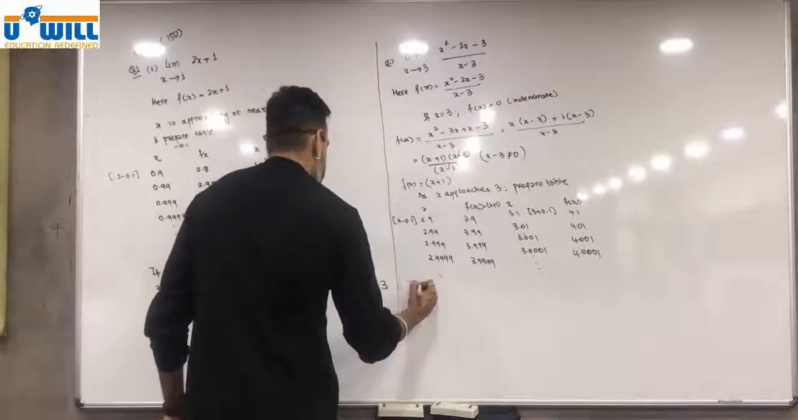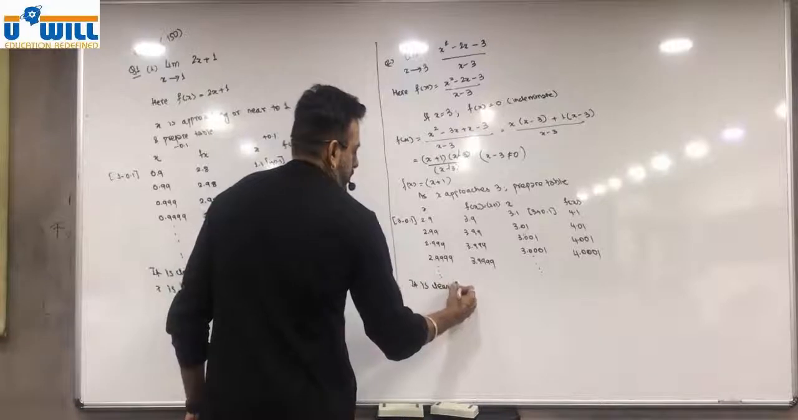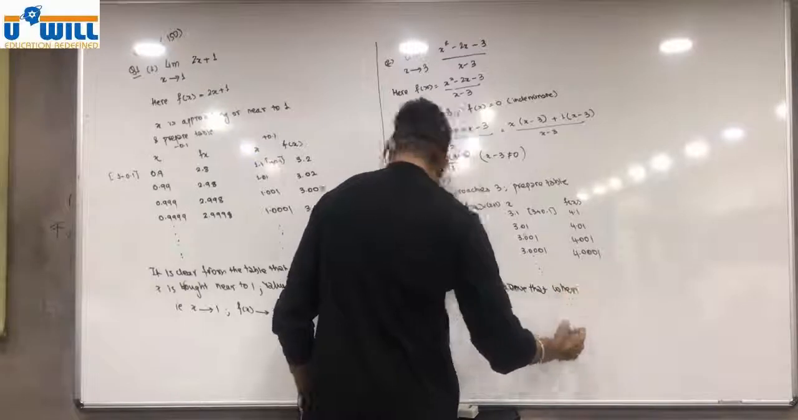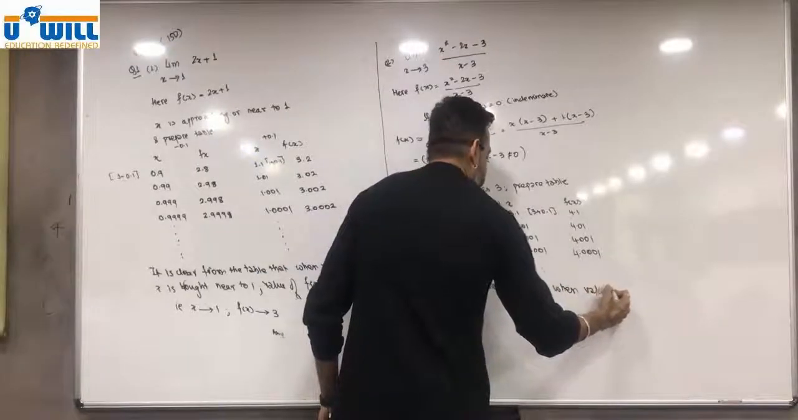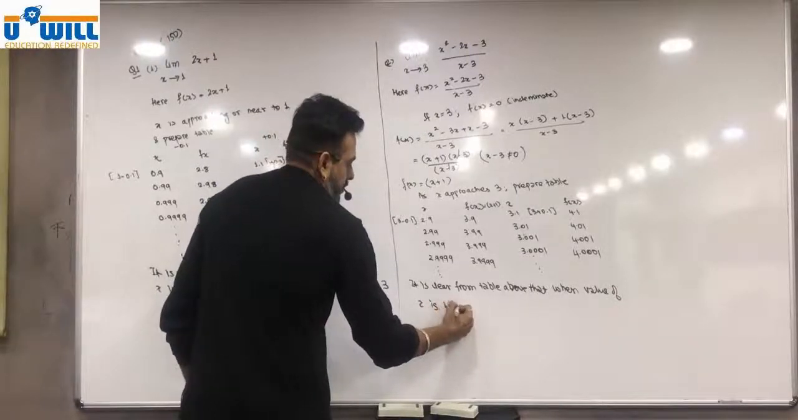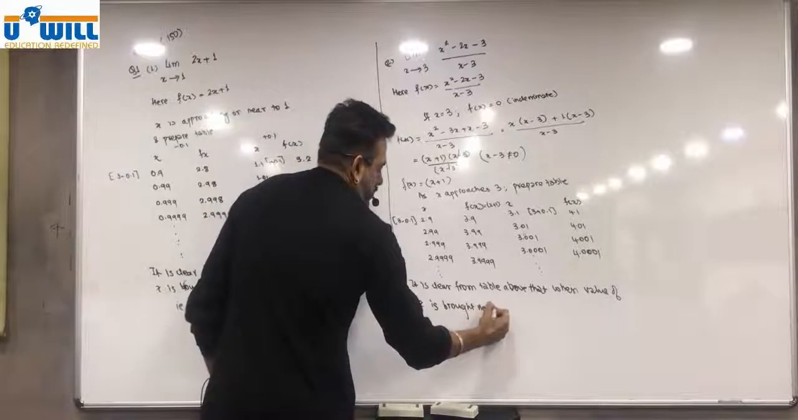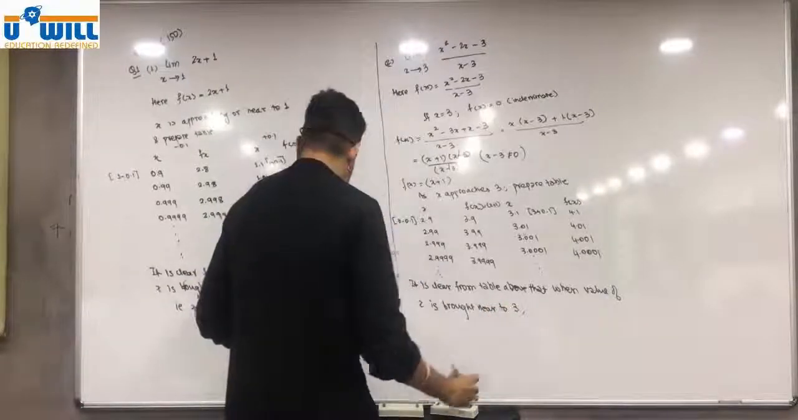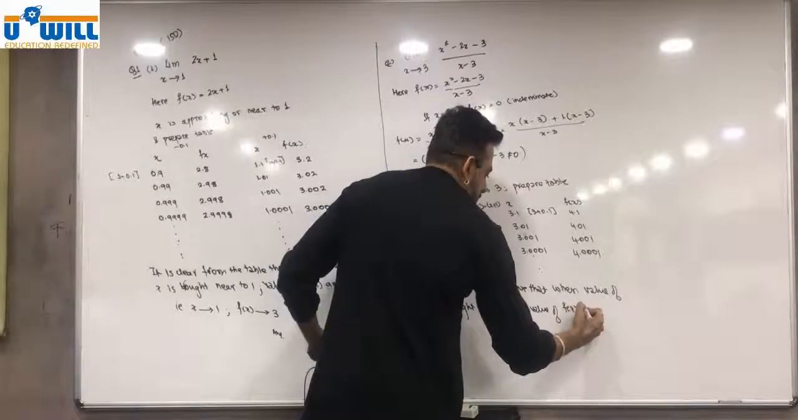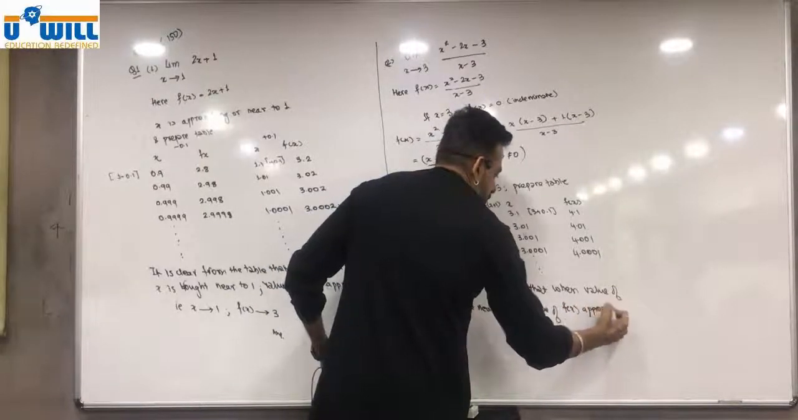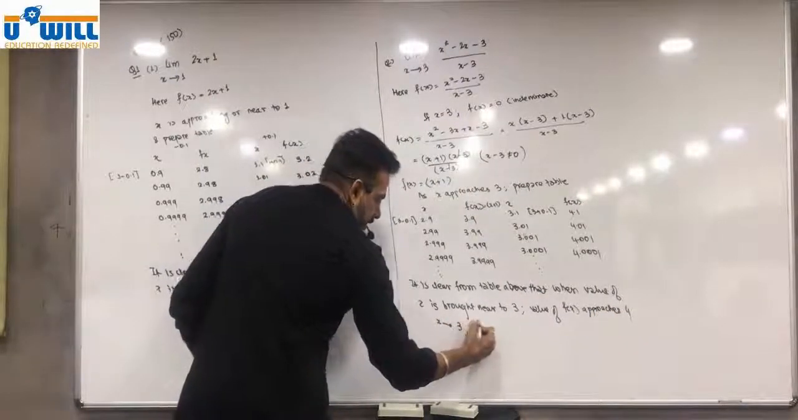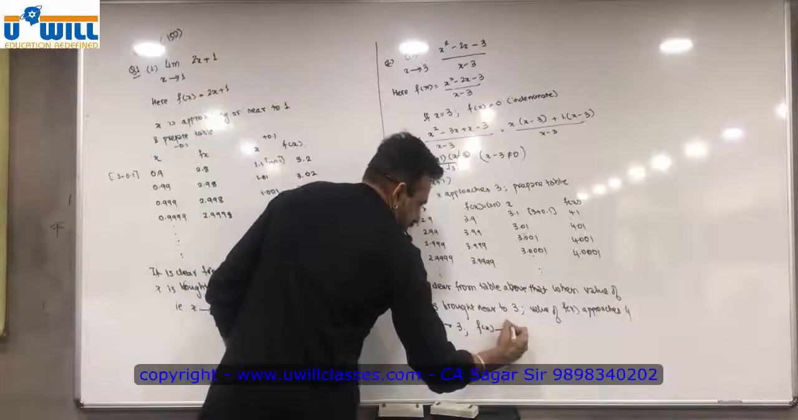So it is clear from the table above when value of x is brought near to 3, value of f of x approaches 4. So when x tends to 3, f of x approaches 4.